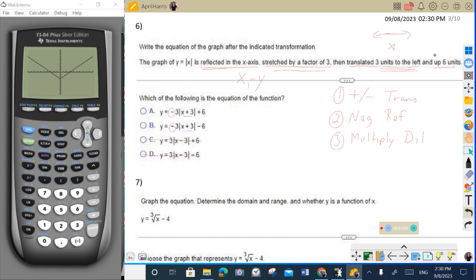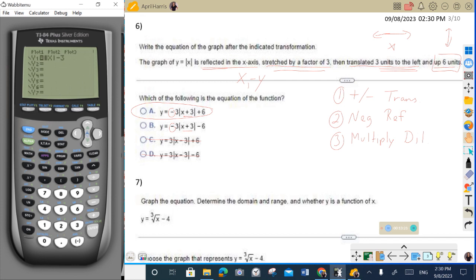And then the up 6, up is a translation, so you're going to add or subtract. Up and down is y. So with y, up 6 is going to be plus 6, which is going to give you choice A. Now, honestly, you could graph these on the calculator, okay?